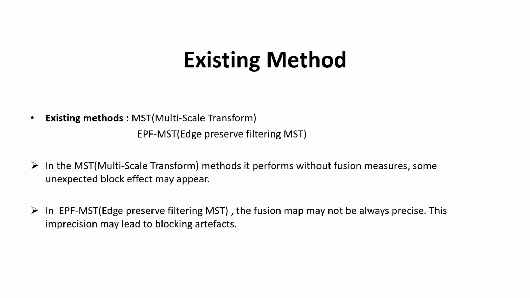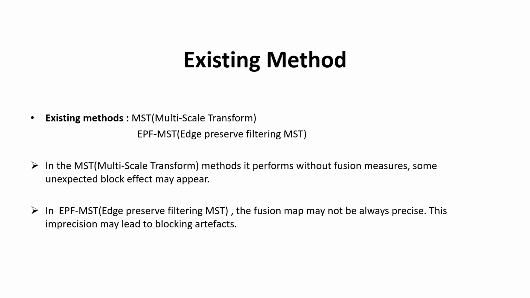In the multi-scale transform methods, it performs without other fusion measures. Sometimes due to this, unexpected block effects may appear. This was overcome by the edge preserve filtering. In this edge preserve filtering, it does not continuously filter the output. The fusion map may not always be precise, so this imprecision may lead to blocking artifacts. These are some drawbacks of these existing methods. This was overcome by our proposed method, that is PCNN.